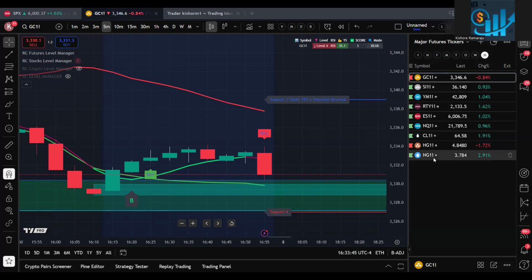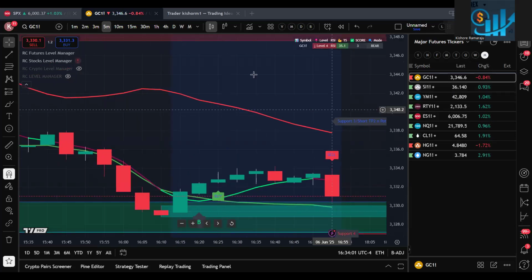So basically, this exercise will help you to identify the higher level trend. Then you will not take the reverse side of the trades. You will be on the right side of the trend. You will be making nice profits.